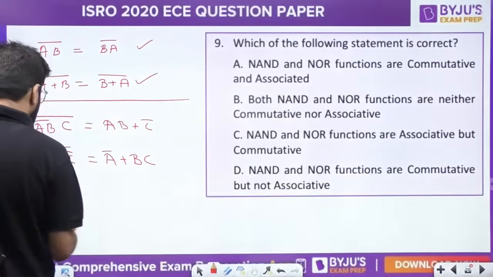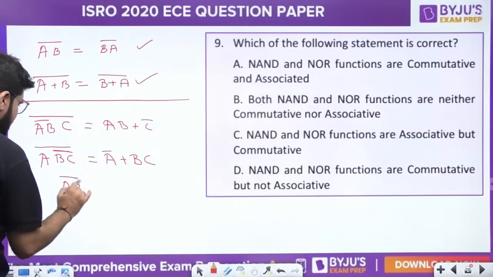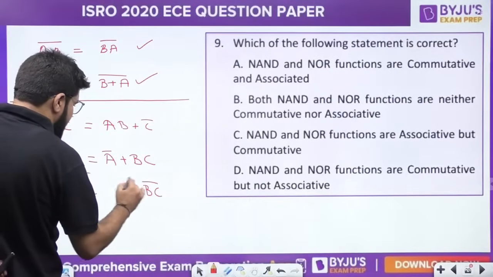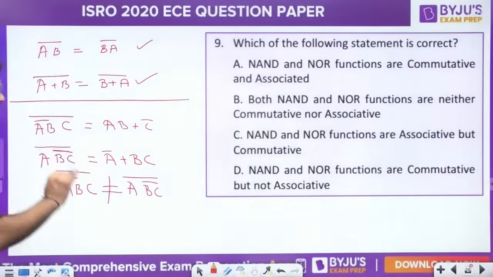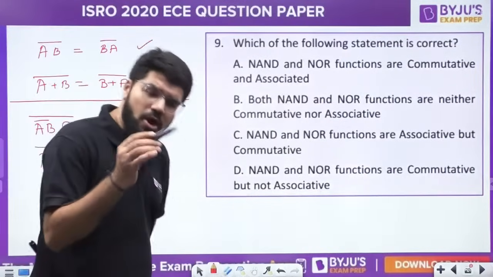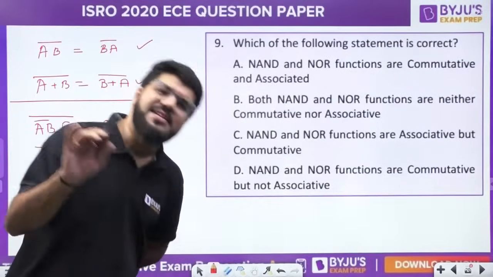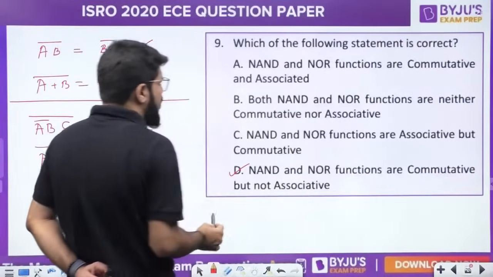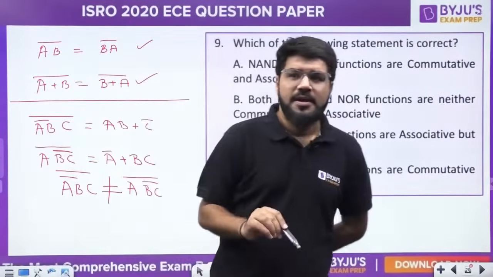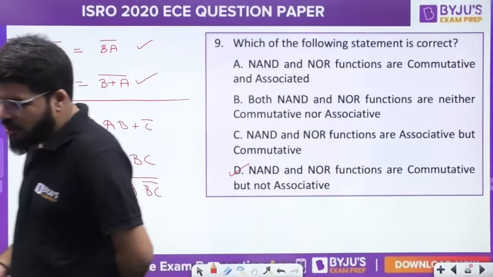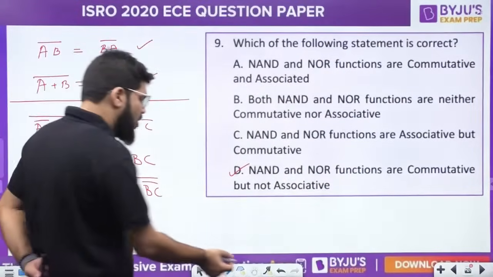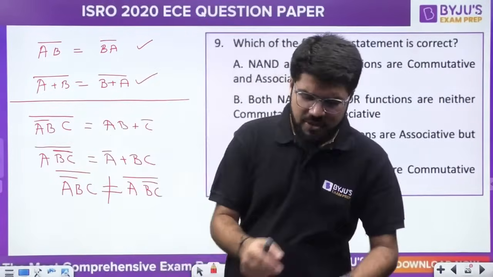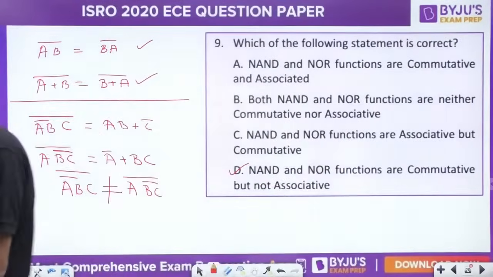So, on one side I have (A NAND B) NAND C, and on the other side A NAND (B NAND C). They are not equal to each other. And not only for NAND, similarly you can prove for NOR as well that these two are commutative but not associative. The correct answer is D. Fundamentally, you can note this down as a property. Not only for NAND and NOR, but for XOR, XNOR and the other basic gates also, you must remember which of them are commutative or associative.